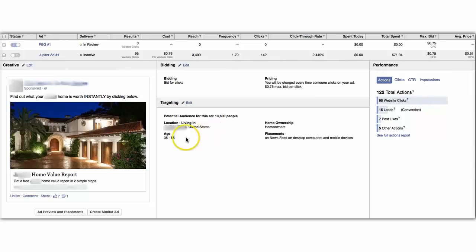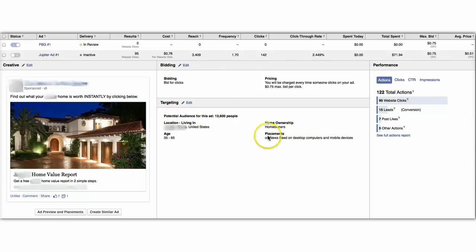So in this ad, I am targeting people who are 35 to 65 years of age and who are homeowners. The placement for this ad is going to be on the newsfeed on desktop computers and mobile devices. We do not want it on the sidebar, and we also don't want it in partner ads.